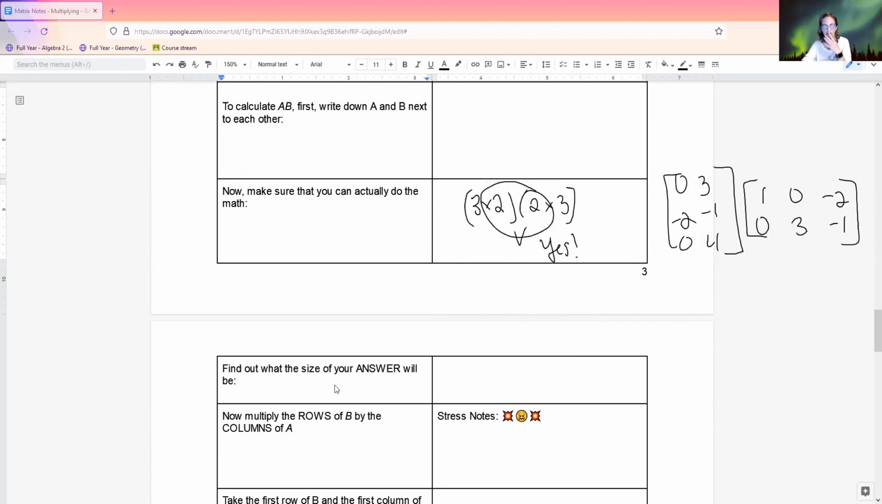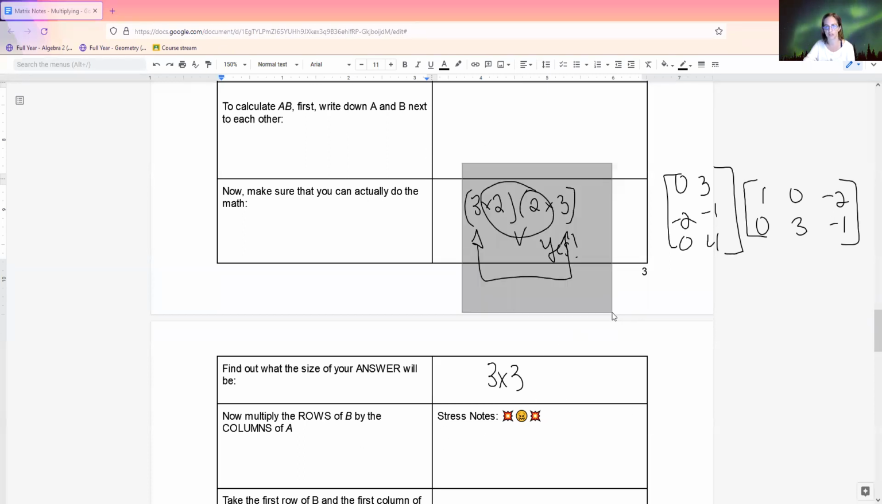So then we're trying to figure out what the size of my answer matrix will be. And how do we do that? It's the leftover part after we do the checking. So 2 by 2 matches, so we can do the math. So then a 3 by 3 should be our final answer. We're going to have 3 rows and 3 columns. Okay, everybody okay with that? All right, any of your stress notes goes right there in the stress notes section.